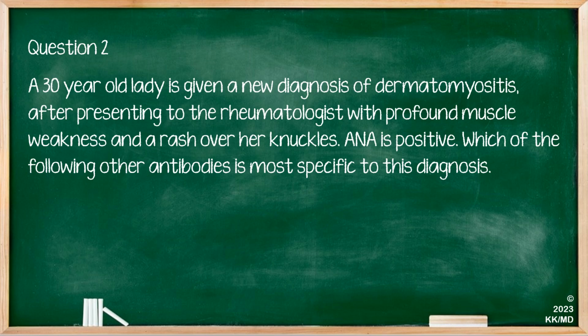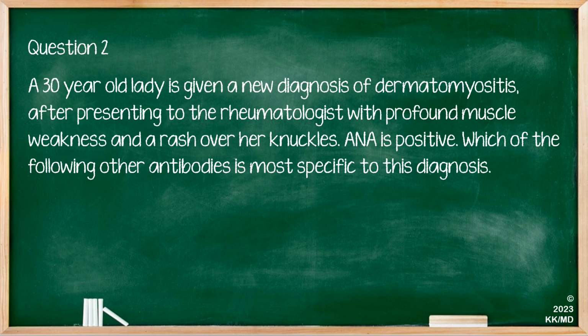Question 2. A 30-year-old lady is given a new diagnosis of dermatomyositis after presenting to the rheumatologist with profound muscle weakness and a rash over her knuckles. ANA is positive. Which of the following other antibodies is most specific to this diagnosis?